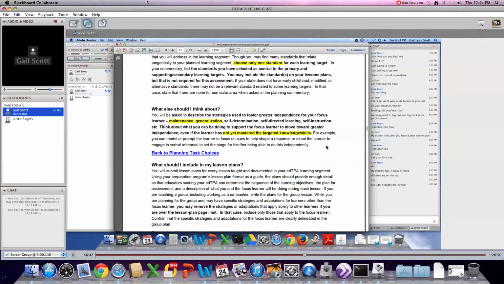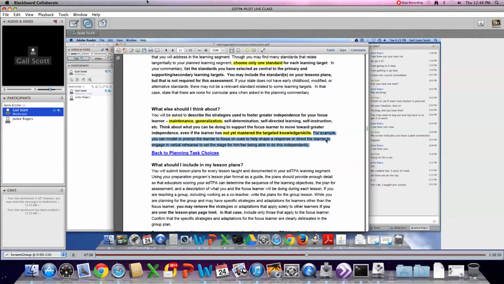Now, I don't like their example. For example, you can model or prompt the learner to focus on cues to help shape a response. In other words, if you have a list of things for them to do, you can remind them to look at their list as they do their answer or respond to what they're supposed to be responding to.